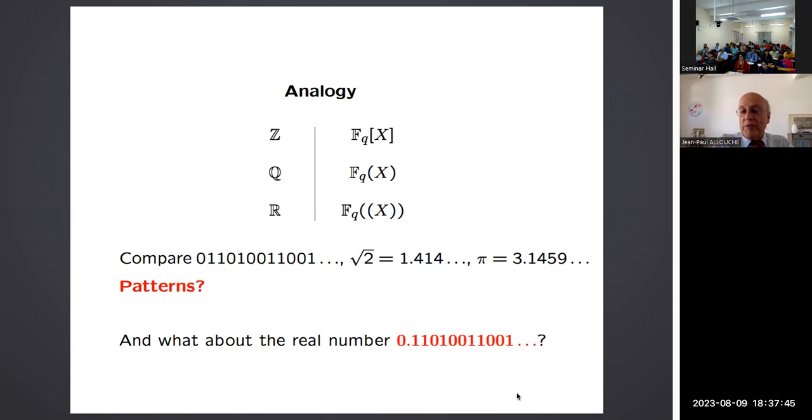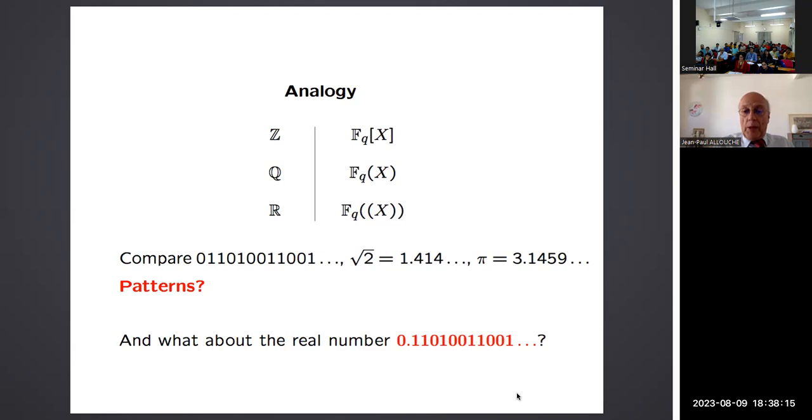For example, in base 10, that means that each digit 1, 2, 3, 4, 0 occurs infinitely often and with the same frequency, which is 1 over 10. Every block of two digits should occur, 1 1, 1 2, 1 3, and so on and so forth, with the same frequency, which is 1 over 100. More generally, for each d, each block of d digits should occur with a frequency 1 over 10 to the d.